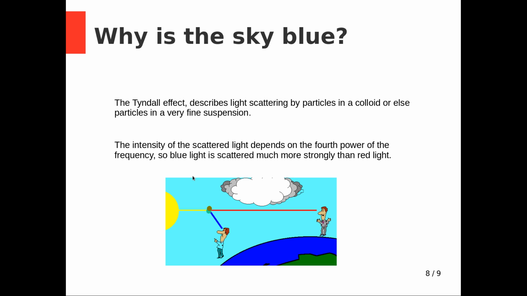But when the sun is at the horizon, it travels a longer distance to our eyes, so it has more time to scatter, so it gets to the red, yellow, to the red wavelengths. Okay, and so, as I was saying, the Tyndall effect describes light scattering by particles in a colloid. It's like a suspension, or else particles in a very fine suspension. Okay. The intensity of the scattered light depends on the fourth power of the frequency. So blue light is scattered much more strongly than red light.